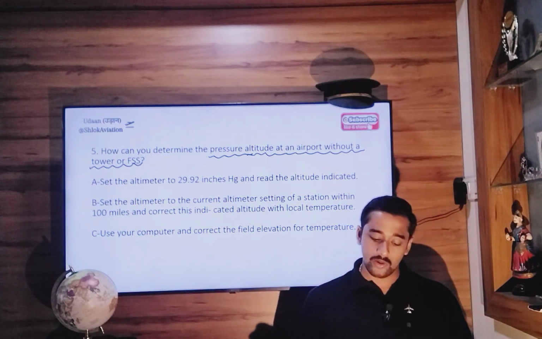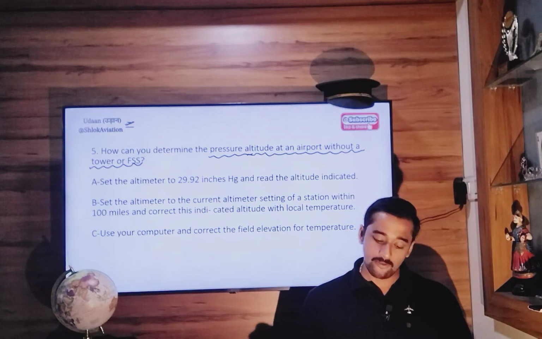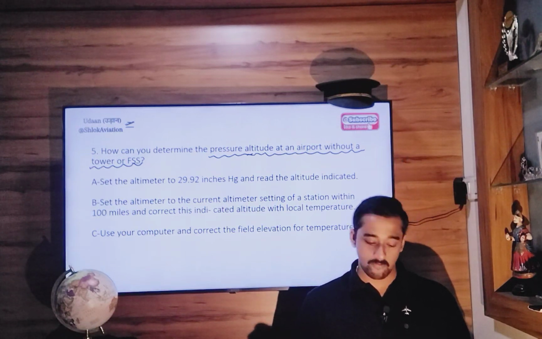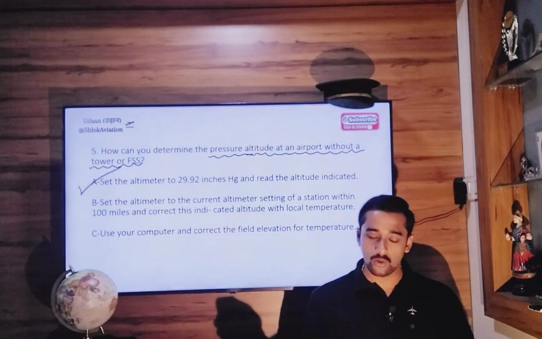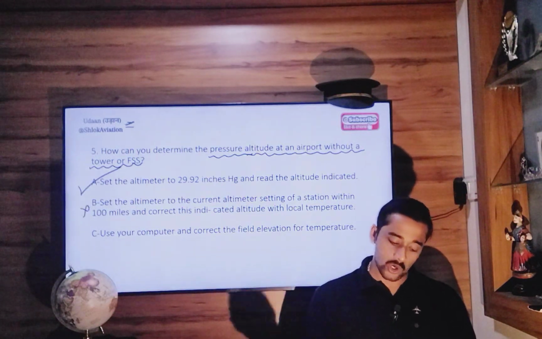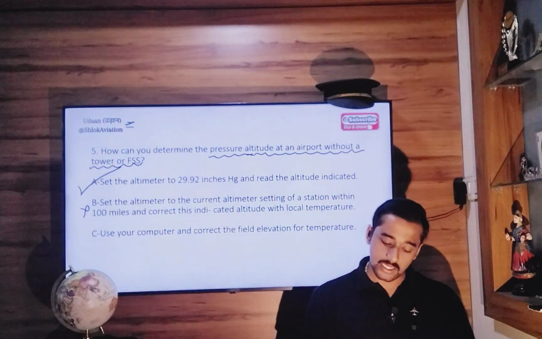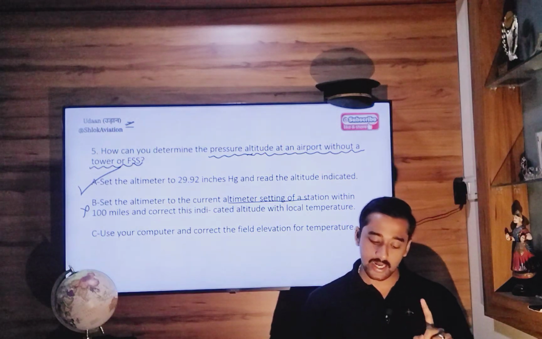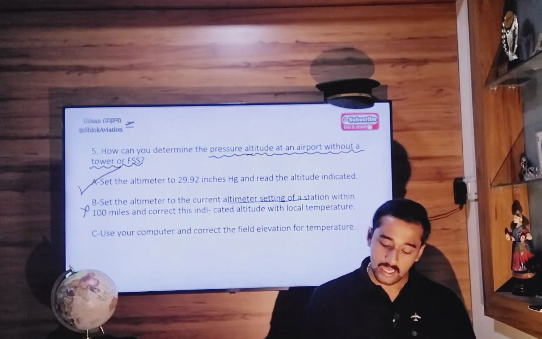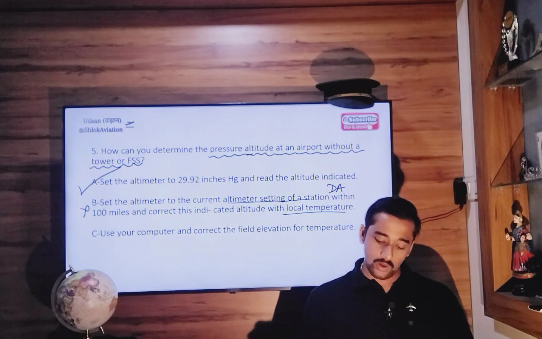Correct this altitude with local temperature. Use your computer and correct the field elevation for temperature. Now, option A is the correct option. Similar question: why is option Bravo wrong? When you set the altimeter to the current altimeter setting of a nearby station within 100 miles and correct it for local temperature, you will get density altitude.